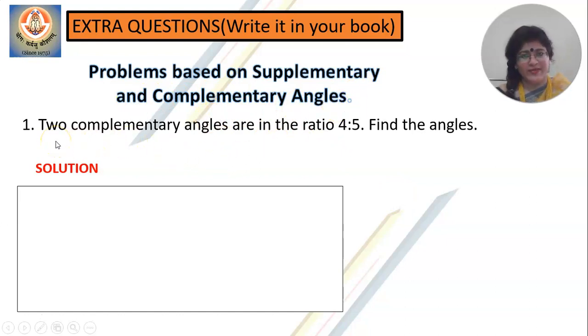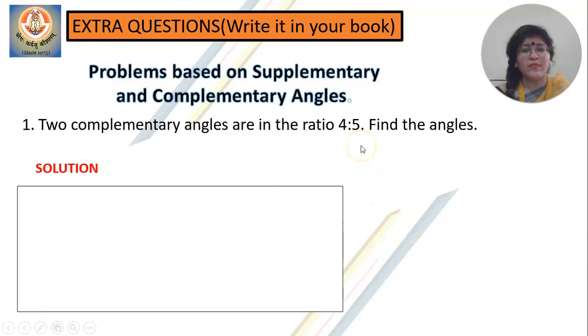Now, see the first question. Two complementary angles are in the ratio 4:5. You have to find the angles. First, understand the meaning of this question. When they tell you that complementary angles are in the ratio 4:5, it means there are two angles and the total of those two angles together should give you 90 degree. The ratio of the angles is 4:5.